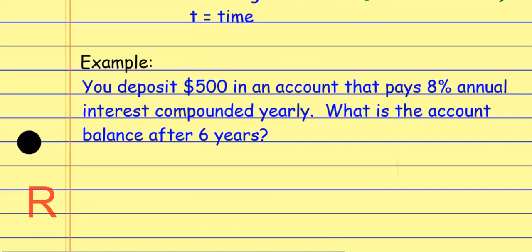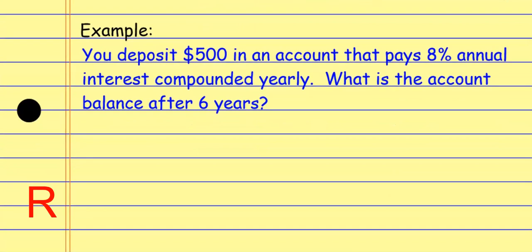For example, if I look at something like this, it says you deposit $500 in an account that pays 8% annual interest compounded yearly. Okay, and compounded means that's when you're going to increase. So you're going to increase 8% each year. So each year you get an extra 8%. Okay, and we want to know what's the account balance after 6 years.